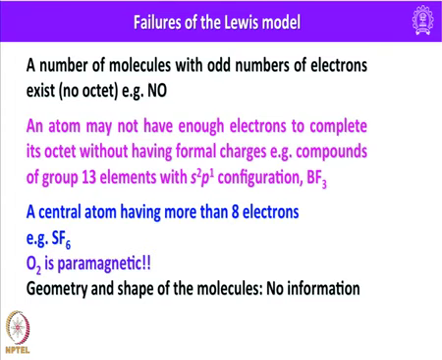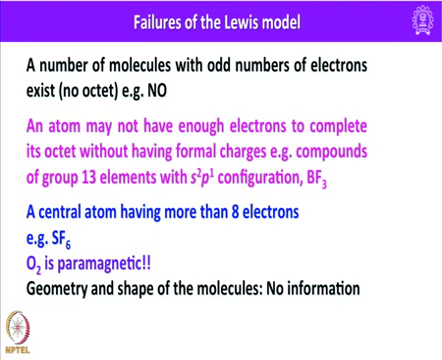And again, an atom may not have enough electrons to complete its octet without having formal charges. That is the case for compounds of group 13 elements, because of the s2p1 electronic configuration and being capable of forming only 3 bonds, we will end up with only 6 electrons, like BF3 or BCl3. In those cases, the Lewis dot structure cannot explain, despite these compounds being stable to an extent.